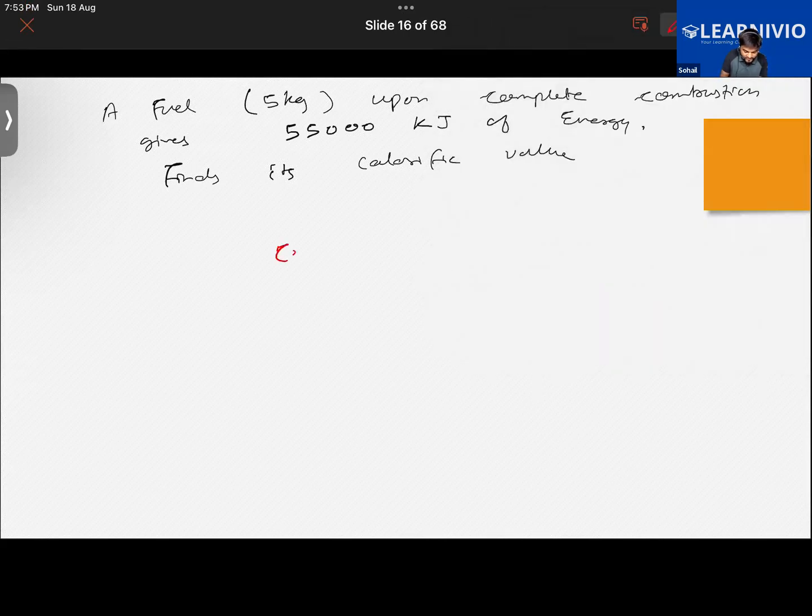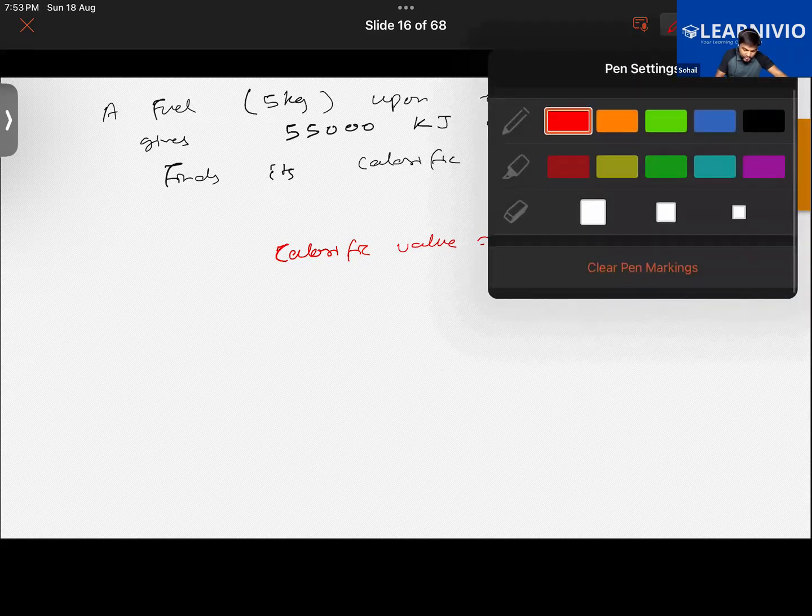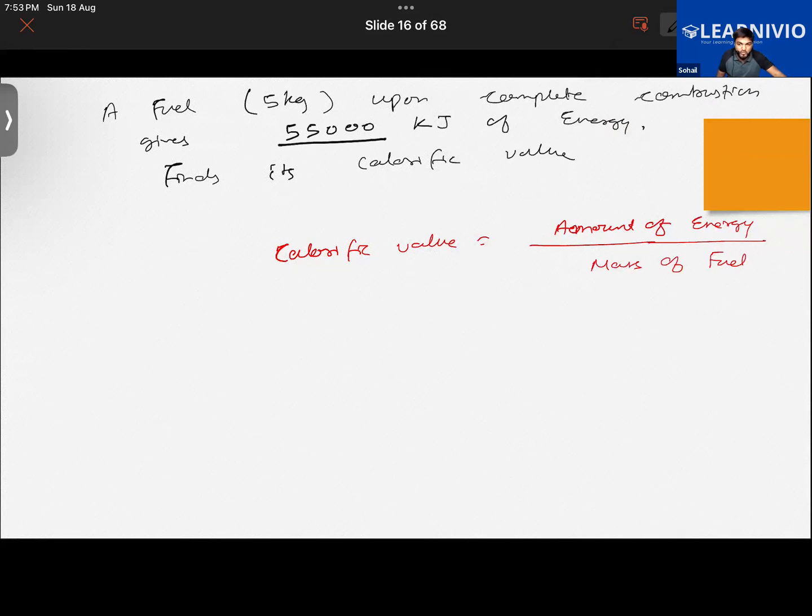The formula to find calorific value is this. Since we know that calorific value is the amount of energy given out upon burning of 1 kilogram of that fuel, calorific value is the amount of energy released upon burning of 1 kilogram of fuel. So whatever be the mass of fuel. In the question, the amount of energy released is 55,000 kilojoule, right? And the mass of fuel is 5 kilogram.